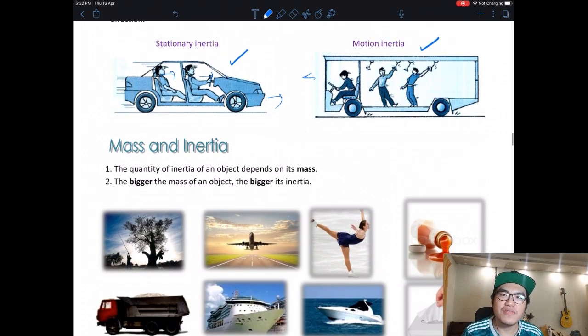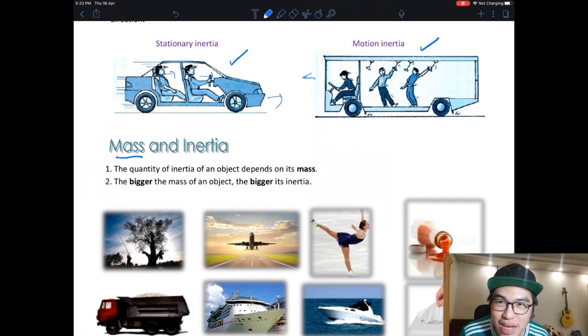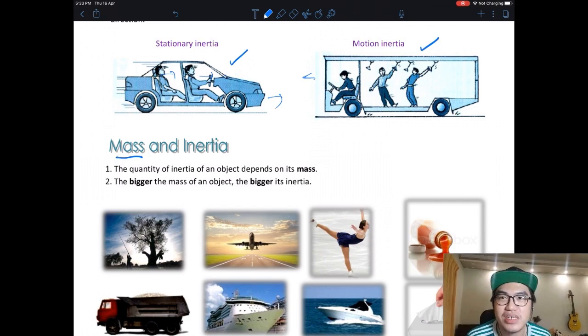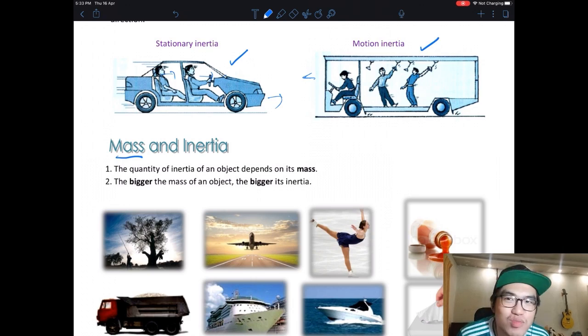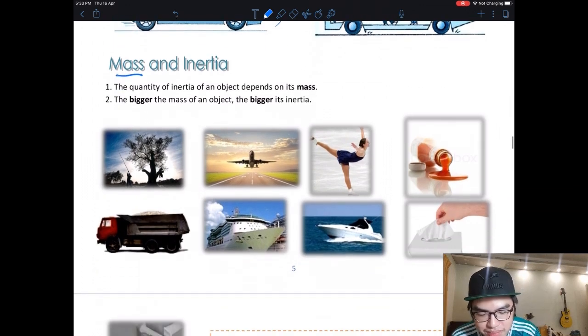Okay, inertia is affected by one factor, which is mass. The heavier you are, the bigger your inertia is. That's why a car is easy to stop, but a lorry is very hard to stop. A car is 1000 kg. Mass is low, easy to stop. A lorry is 50,000 kg with full load. That's why it's very hard to stop. 50 times the mass, 50 times the inertia. That's why the brake should be 50 times stronger. So the bigger the mass, the bigger the inertia.